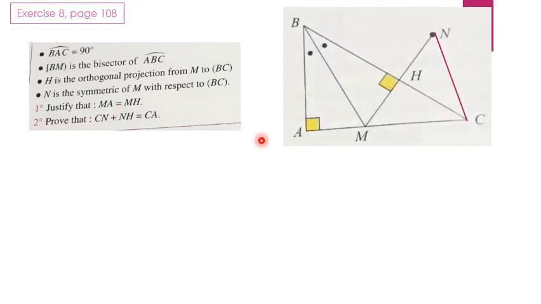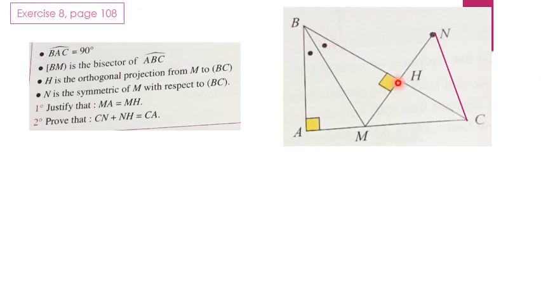Here is our figure. Let's plot the given on the figure. BAC equals 90 degrees. This means that BA is perpendicular to AC at A. BM is the bisector of ABC. A bisector divides the angle into two equal adjacent angles. This means that MBA equals MBC.